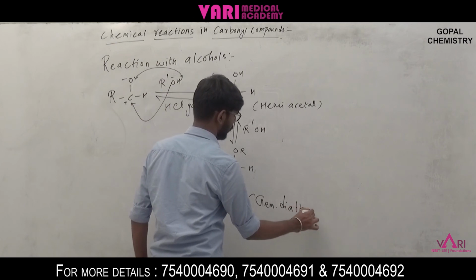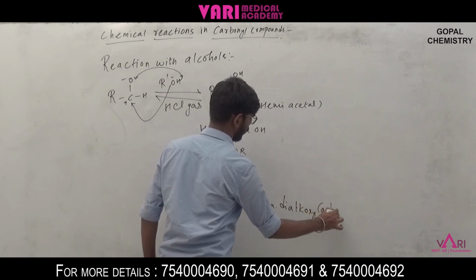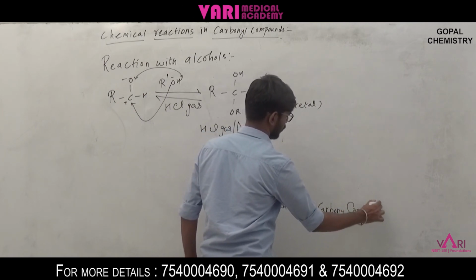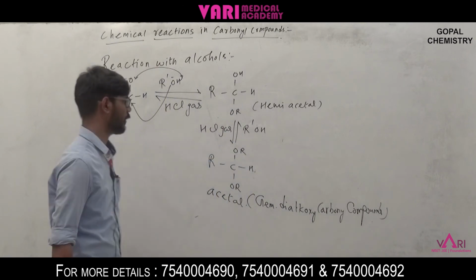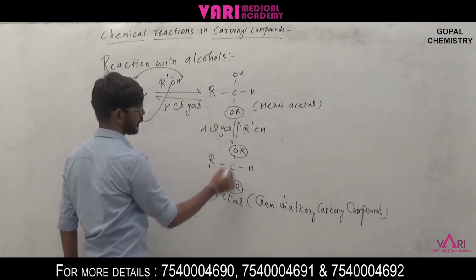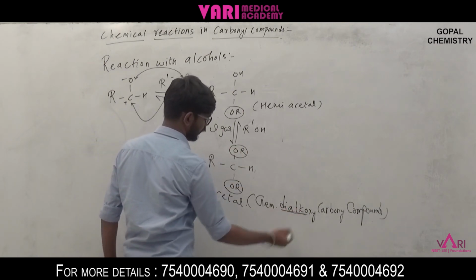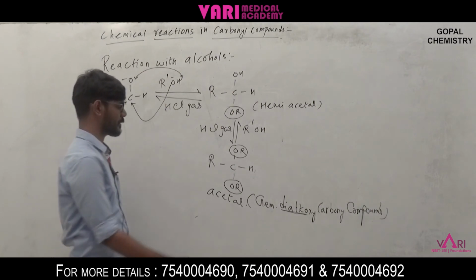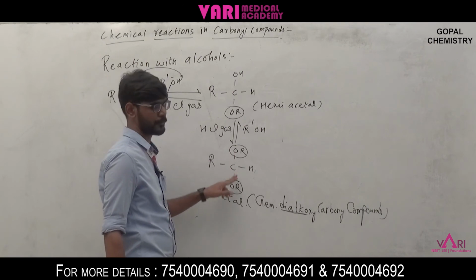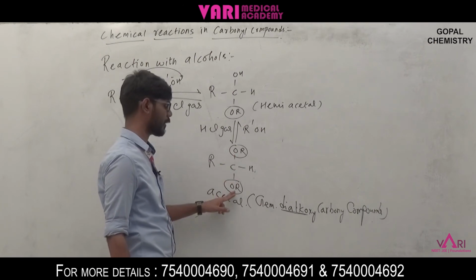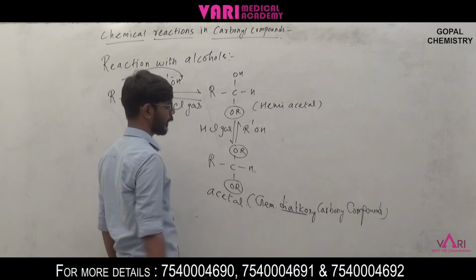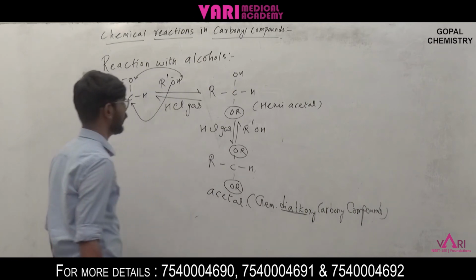Gem, in other words, gem dialkoxy carbonyl compounds. Okay, that is acetal. In hemiacetal only 1 alkoxy group is there. Here there are 2 alkoxy groups. That's why we are naming it dialkoxy. Okay. So what is the meaning of gem? Gem means a carbon is having bonds with 2 same groups. See, here also an alkoxy group and here also an alkoxy group. That's why we can say geminal dialkoxy carbonyl compounds.